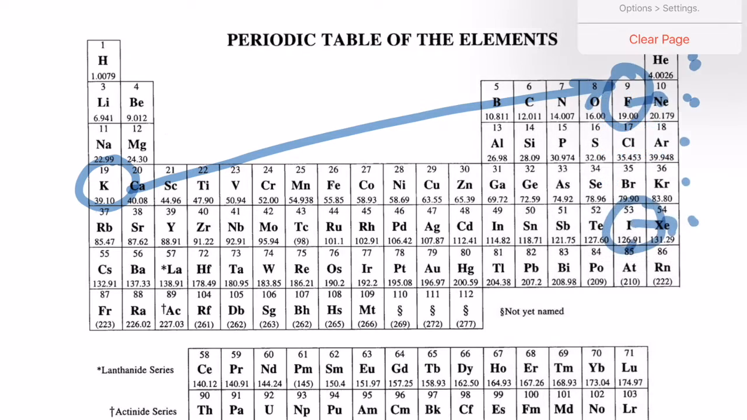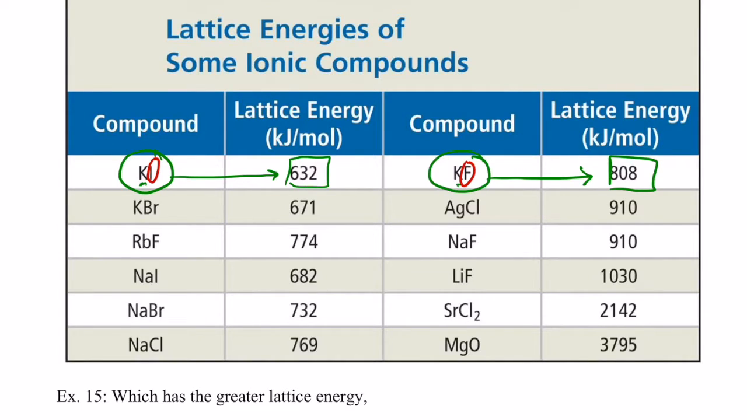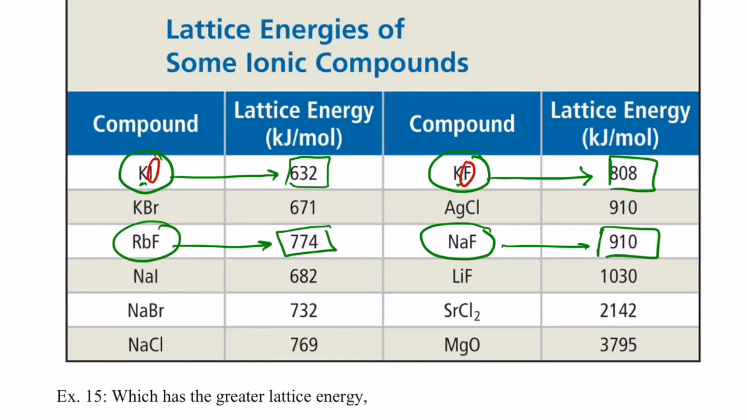Okay? All right, let's look at the next one I want to show you. Let's look at rubidium fluoride now, with its lattice energy of 774 kilojoules per mole, and sodium fluoride. Its lattice energy is 910. Now we're going to ignore the negative ions here. They're both fluoride, so they both have the same charge, -1, and the same radius.